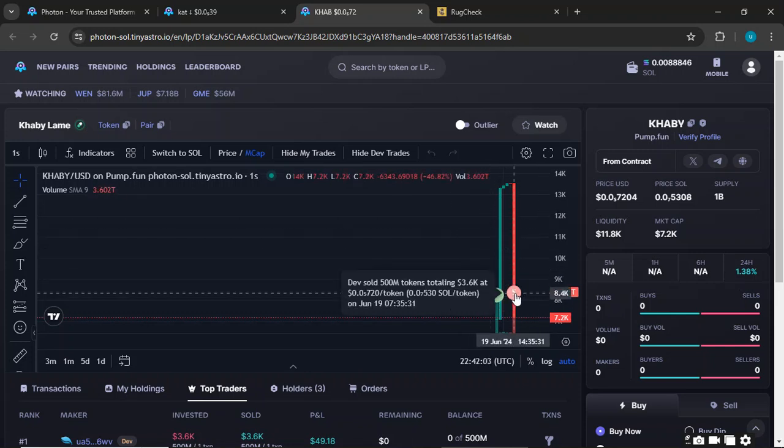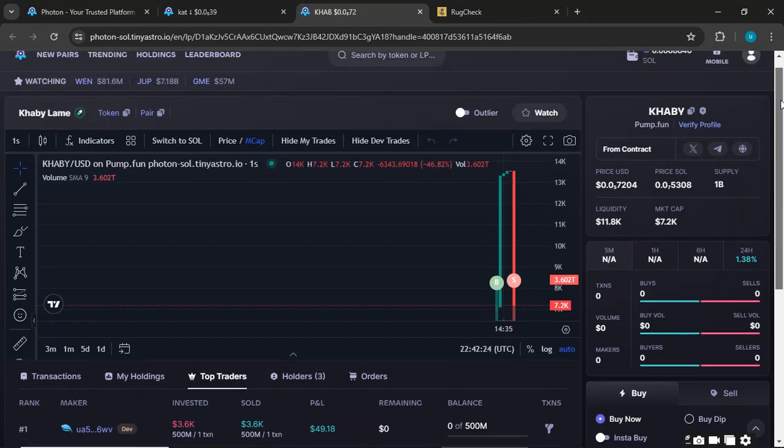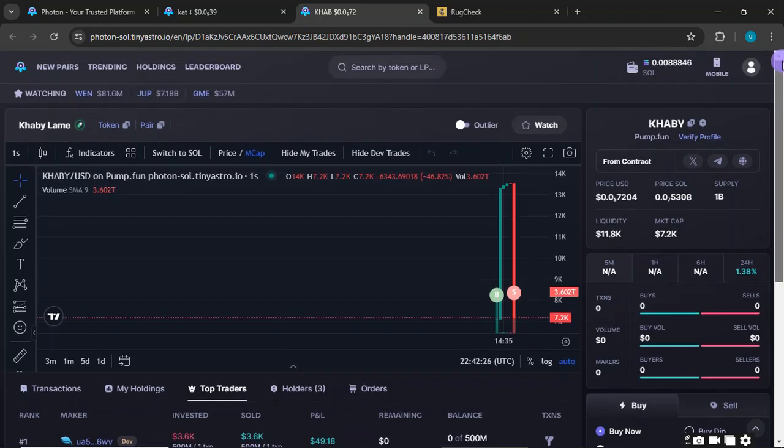Look at where the dev sold. These devs are not even seeing anything. This other dev too, no profit. Can you imagine? Dave invested 3.6k and he sold 3.6k. You only saw $49. You understand? This is his PNL. They are not really seeing much profit. Most of them see $50, $20, $30, and they dump the token.